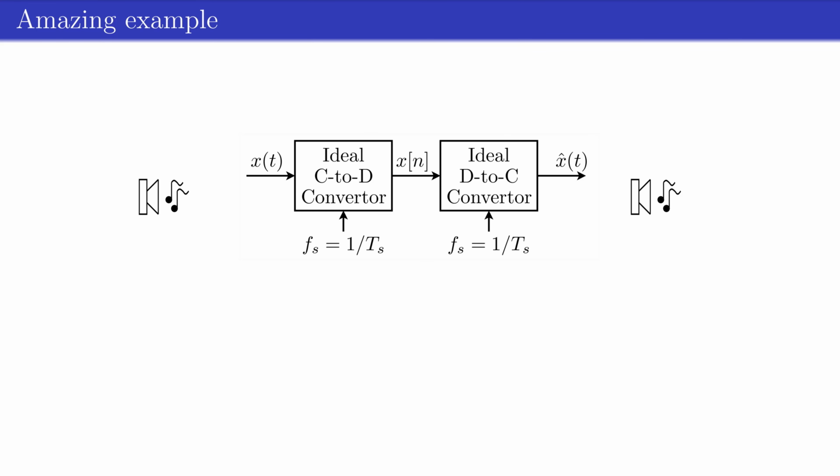From this example, it's clear that during the conversion process, the original continuous time input signal is manipulated in one way or the other. This manipulation is called aliasing and can be explained as follows.